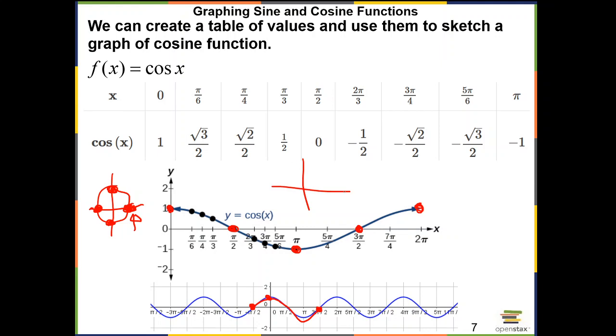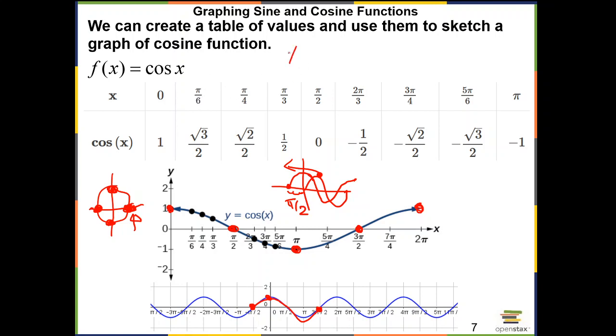If you take the sine function and move it to the left by pi over 2, then you get the cosine function. See that? All you have to do is move the sine function to the left by how much? Pi over 2. And you get the cosine function. So remember, we said cosine is also related to sine.